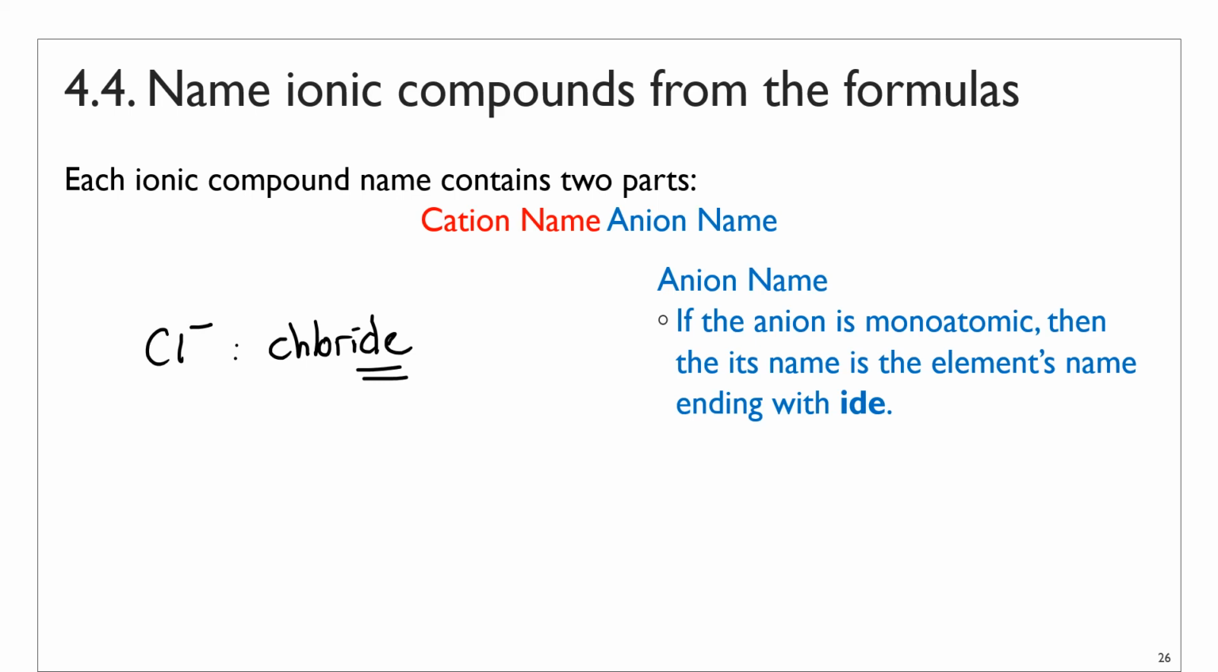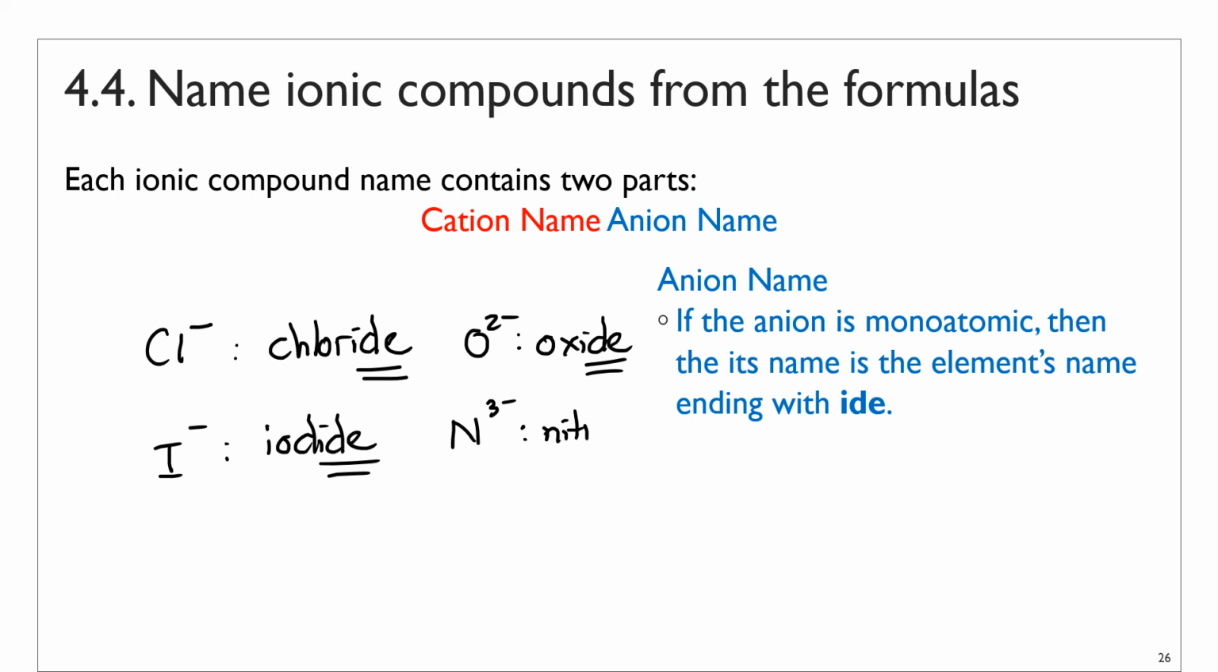So if I have something like I minus, the name of the element in the periodic table is iodine. So this is iodide. You have to end with IDE. You can still have things like O2 minus. Oxygen is the name of the element, so oxide is going to be the name of the ion. N3 minus: nitrogen is the element name, but you have to end with IDE, so it becomes nitride. Okay, so that's if the anion is monoatomic and the name ends with IDE.